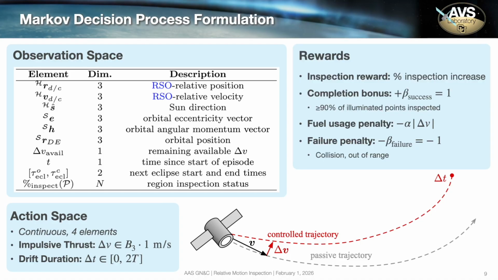The rewards in the environment are as follows. We're going to have an inspection reward for incrementally increasing the amount of the RSO that's been inspected. We're going to give a completion bonus when we've inspected all of the points that are illuminated given the orbit that we're in. We're going to have a fuel use penalty that's parameterized by alpha. This parameter is important because it's going to induce different behaviors on our time versus fuel Pareto front. And finally, we're also going to apply a failure penalty if we enter an unacceptable or unsafe state.